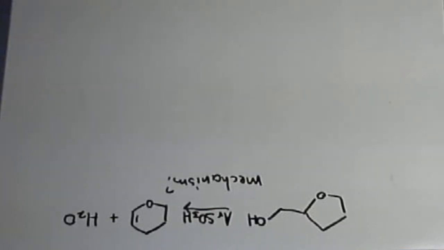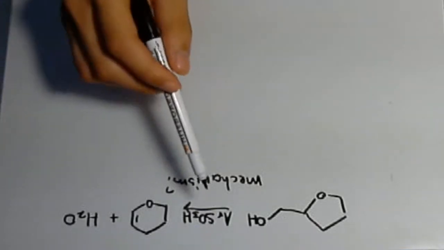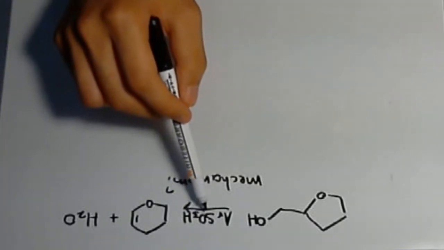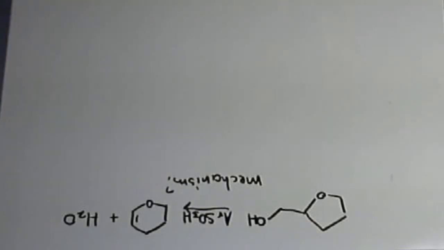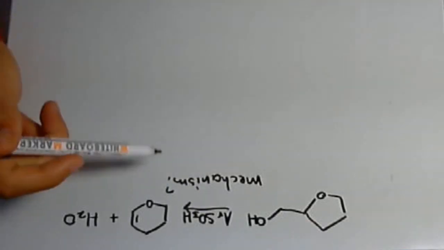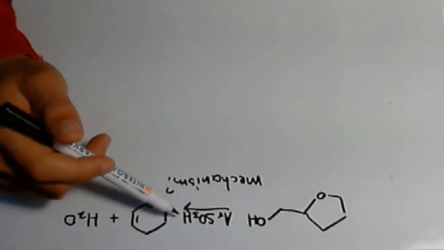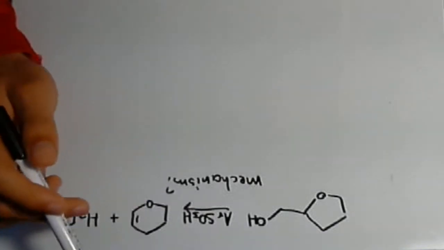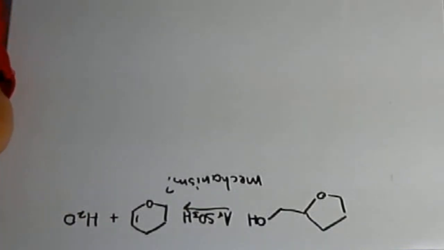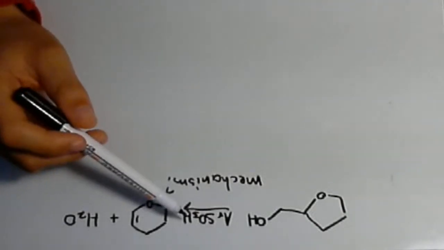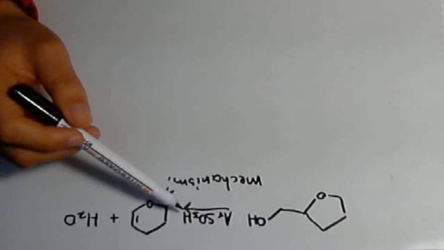So the first thing you want to do when you approach a mechanism problem is ask, what kind of reagents do I have? First, I want to look at this ArSO3H. The H at the end should be very significant. You want to think of it as an acid. Now, how do we know that? Well, normally we have H2SO4.